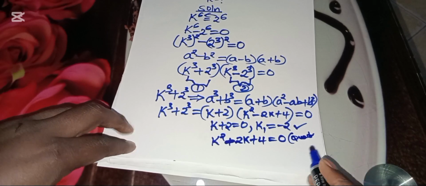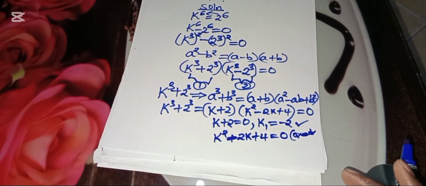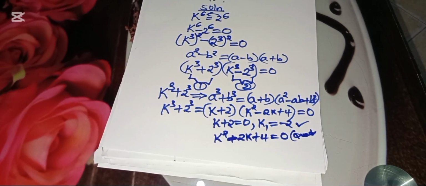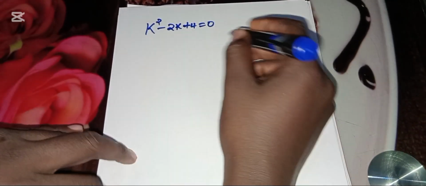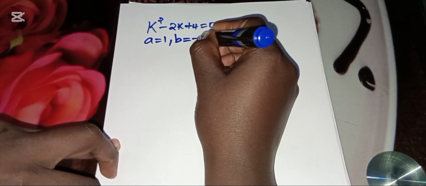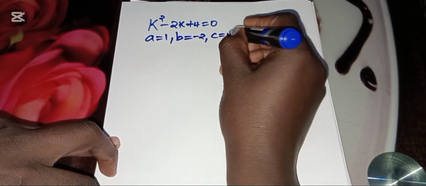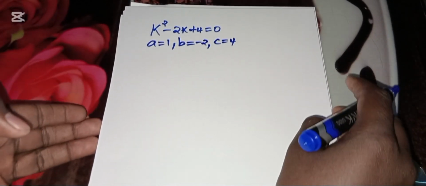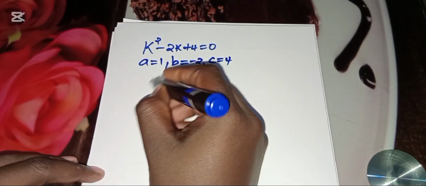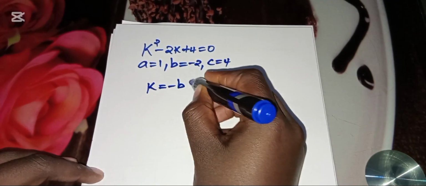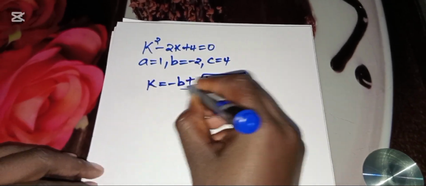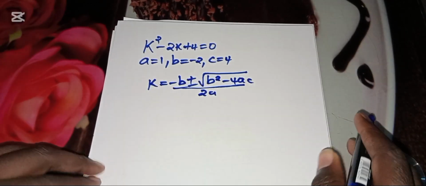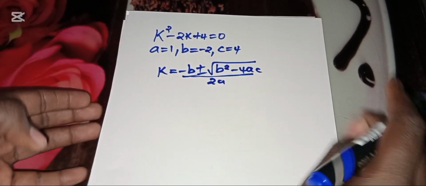This is a quadratic equation which we can solve using the quadratic formula as follows. k squared minus 2k plus 4, we are saying this is a quadratic equation with a equal to 1, with b equal to -2, and c equal to 4. So applying the quadratic formula, which is expressed as -b plus or minus the square root of b squared minus 4ac, divided by 2a. So we just substitute the values of a, b, and c as follows.